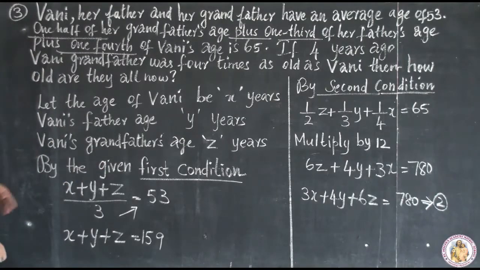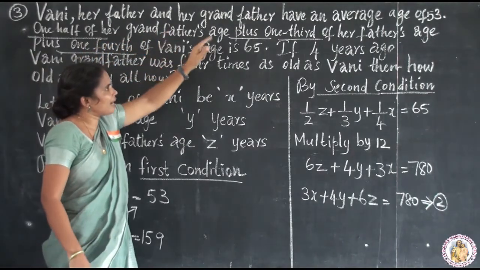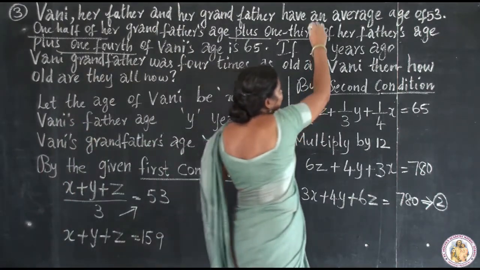Question number 3. Vani, her father and her grandfather have an average age of 53.